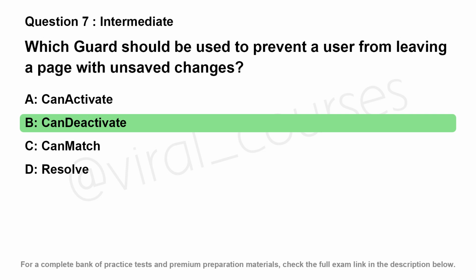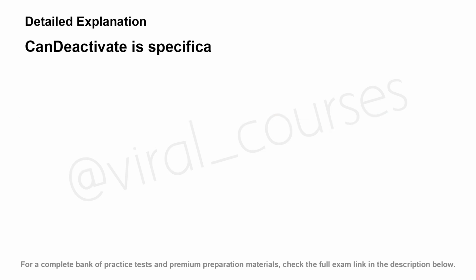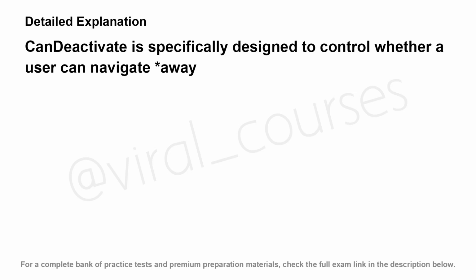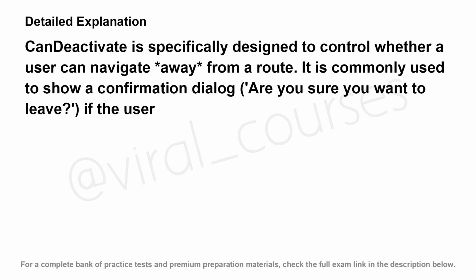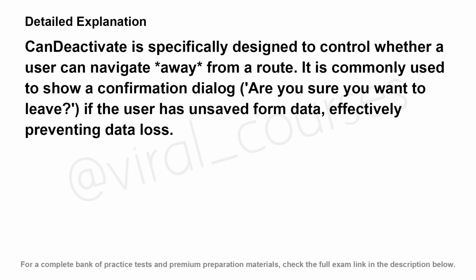The correct answer is B. CanDeactivate is specifically designed to control whether a user can navigate away from a route. It is commonly used to show a confirmation dialog, 'Are you sure you want to leave?', if the user has unsaved form data, effectively preventing data loss.